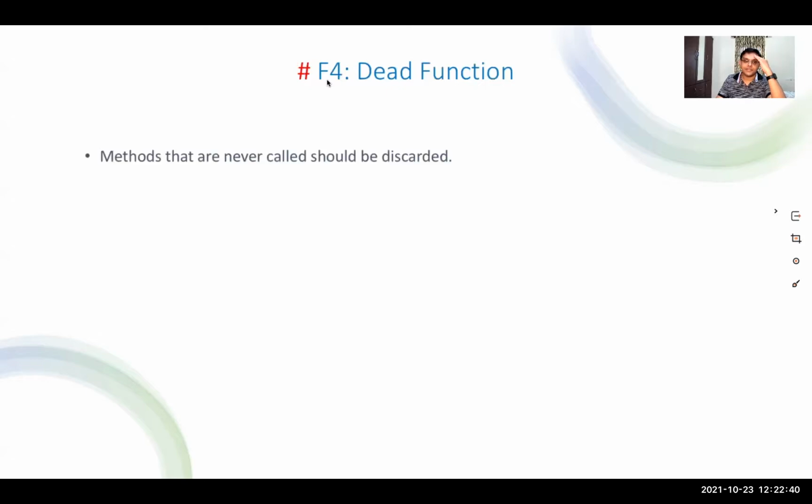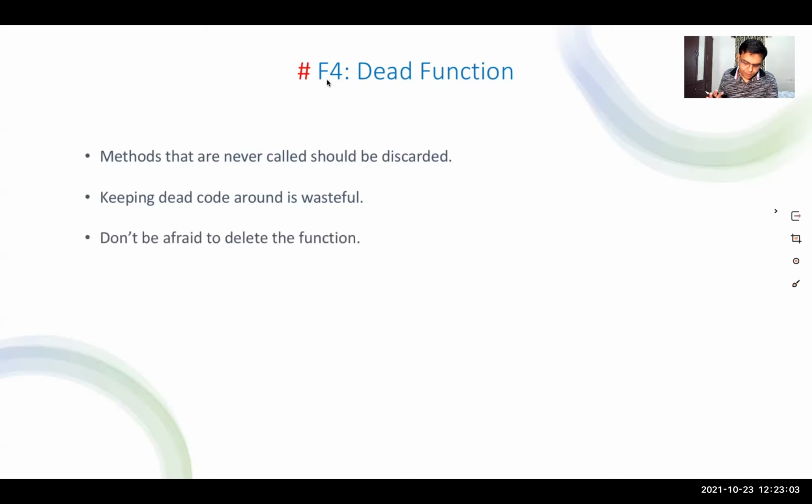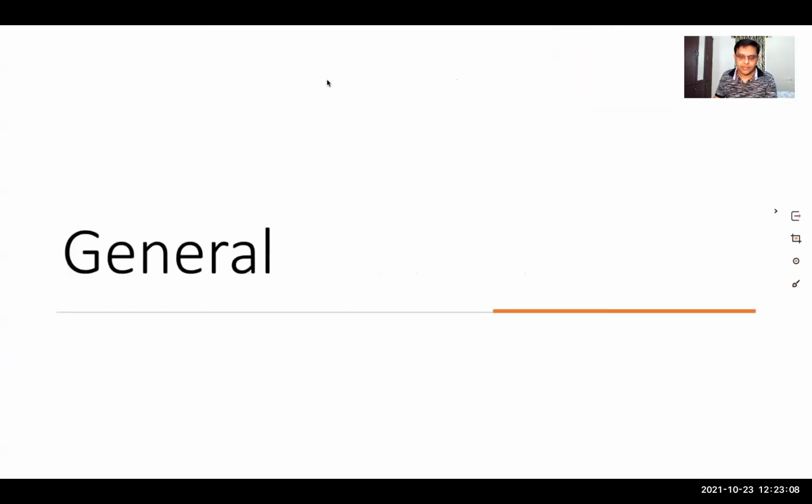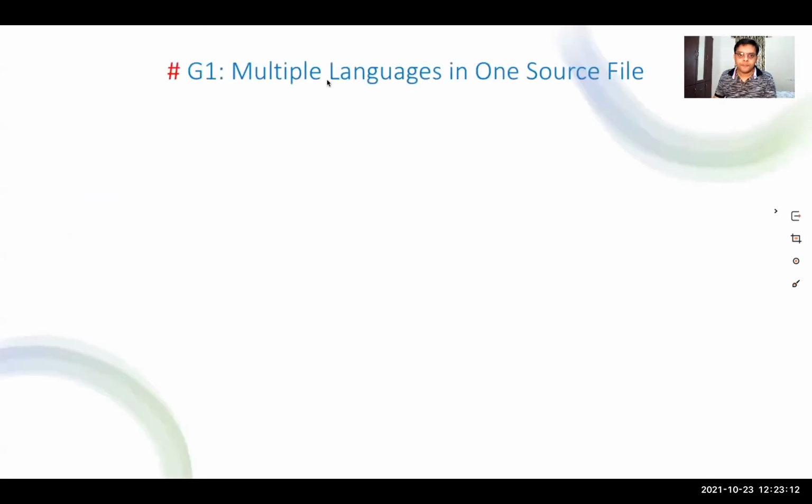So dead functions: you created a method, but it is never called, and then you should discard it, because otherwise it will give confusion. As I said earlier also, don't worry, your source control will have the copy of that, so you need not worry about this. Keeping dead code around is wasteful. It will also smell. Don't be afraid to delete the function, because again, the source control system will still have it.